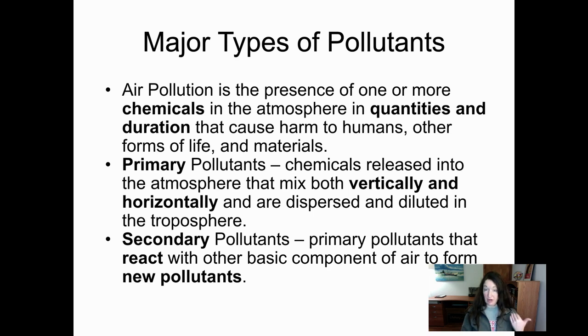Primary pollutants are chemicals that are released into the atmosphere and they mix vertically and horizontally. So they get moved up and down, side to side in the troposphere. And that's another thing you're going to read about in your textbook about the different layers of the atmosphere. The troposphere is the bottom layer. So that's the layer that we are in. And it goes up quite a ways. The next one up would be the stratosphere. But the troposphere is where we exist on the surface.